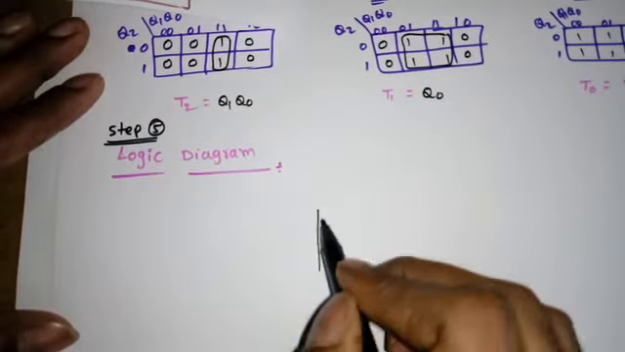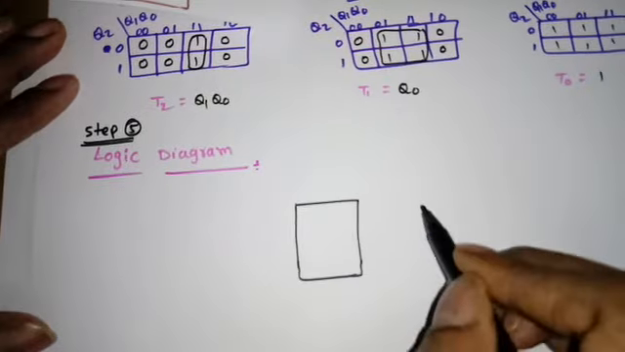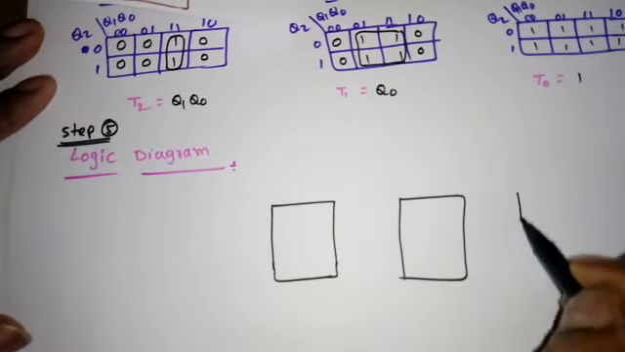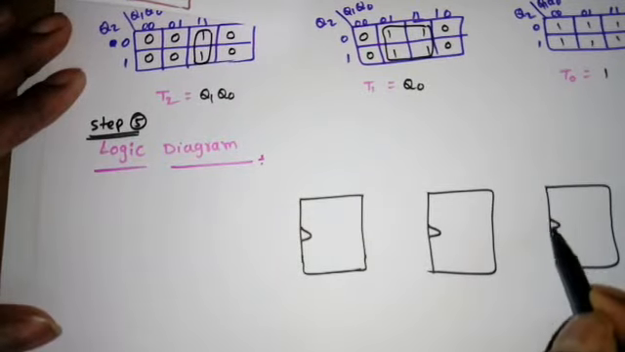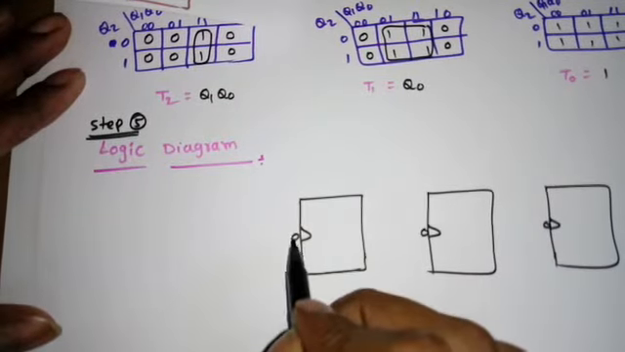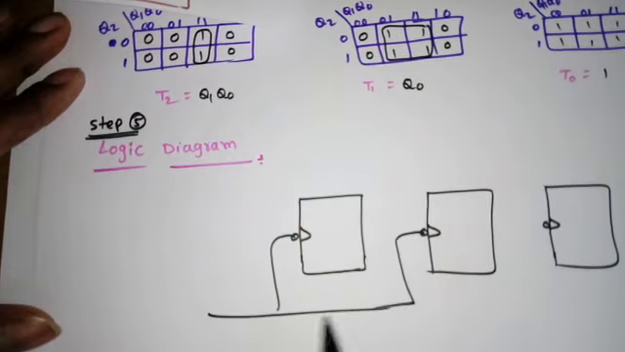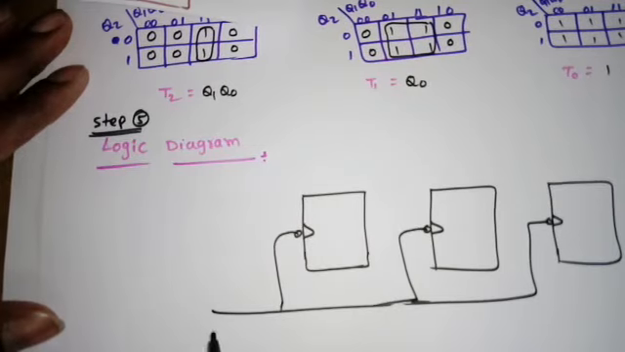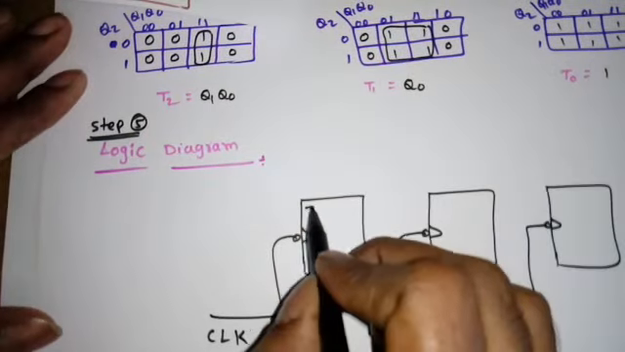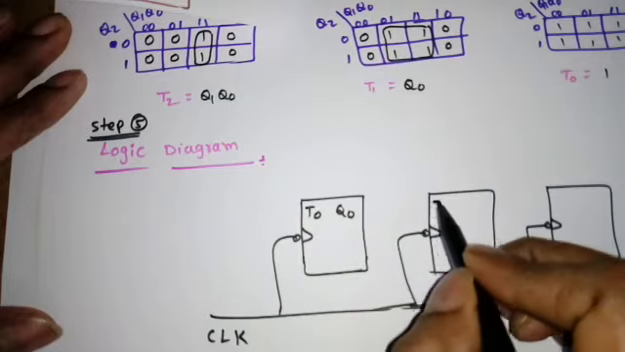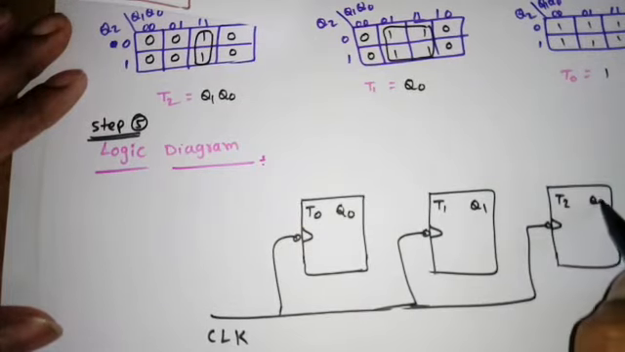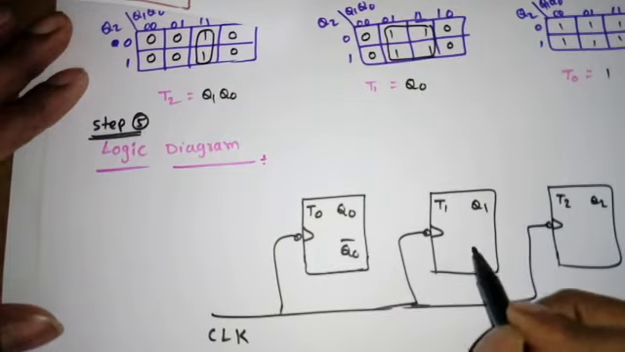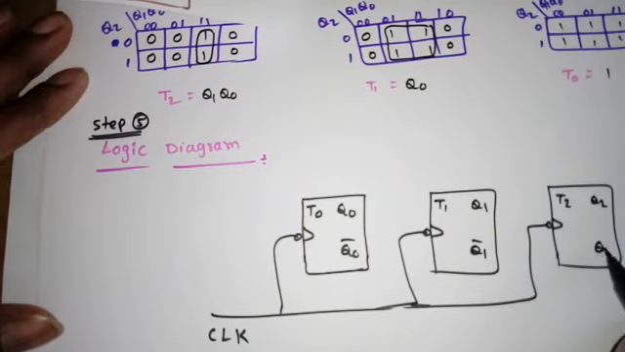How many flip-flops? 3 flip-flops. 1, 2, 3. So we can use either negative edge trigger or positive edge trigger. So if I use negative edge triggering, and remember, all flip-flops will work simultaneously with the same clock. That's why it is a synchronous counter. So this is clock. So this is T0, Q0, T1, T2, Q1, Q2. This is Q0 bar, Q1 bar, Q2 bar.